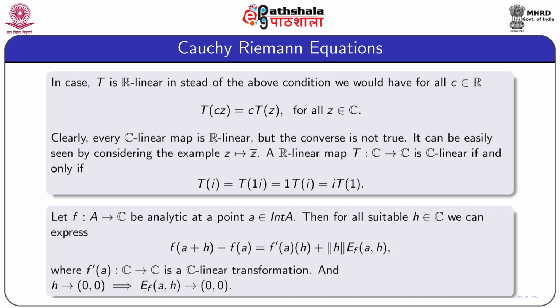Now let f be a map from A to C, analytic at a point a, which is an interior point of the set A, and A is also a subset of C. Then for all suitable complex numbers h, we can express f(a+h) - f(a) = f'(a)h + |h| E_f(a,h), where f'(a) from C to C is a C-linear transformation like the real case, and as h tends to the origin, E_f(a,h) also tends to 0.